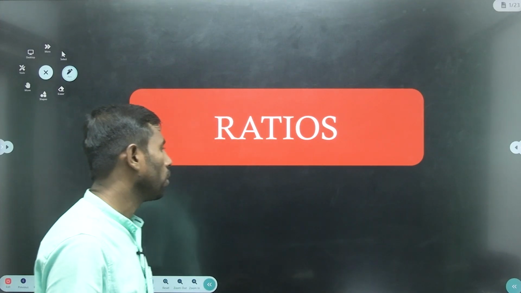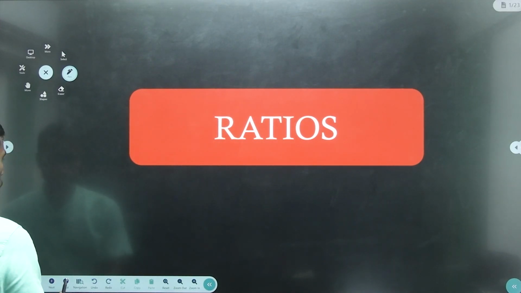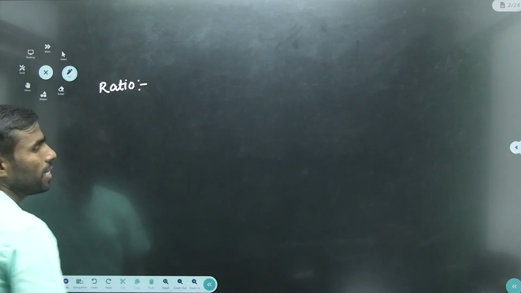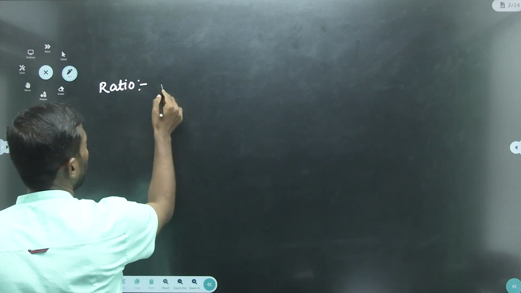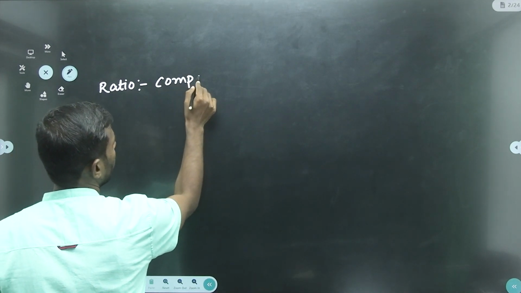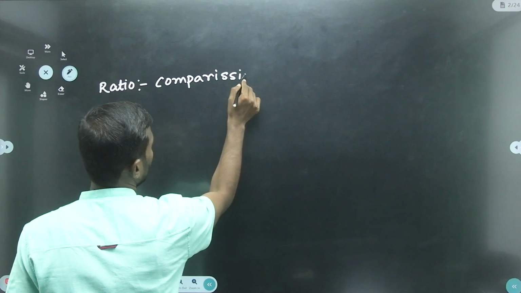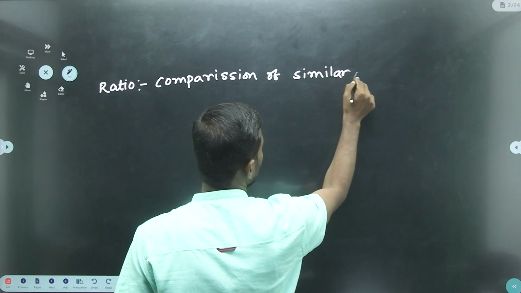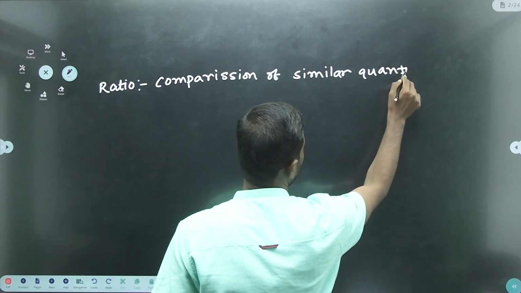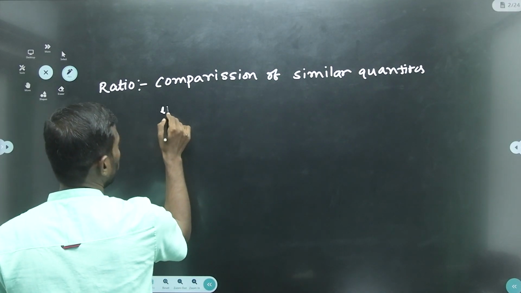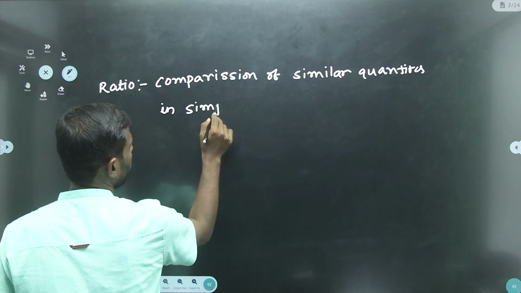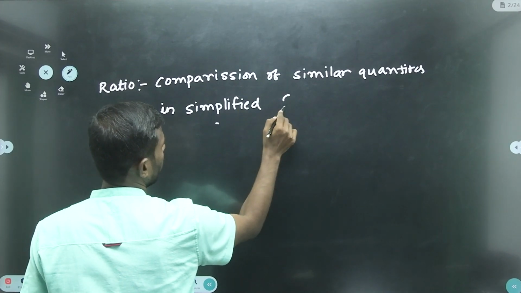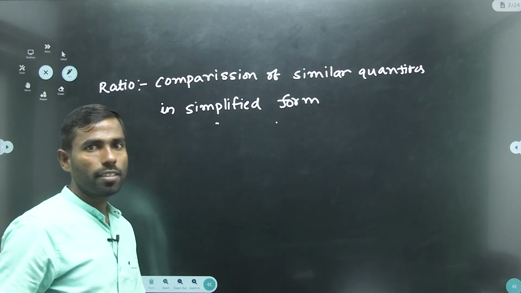Okay. First, ratios. What is meant by ratio? Ratio means comparison of similar quantities. Comparison of similar quantities in simplified form.